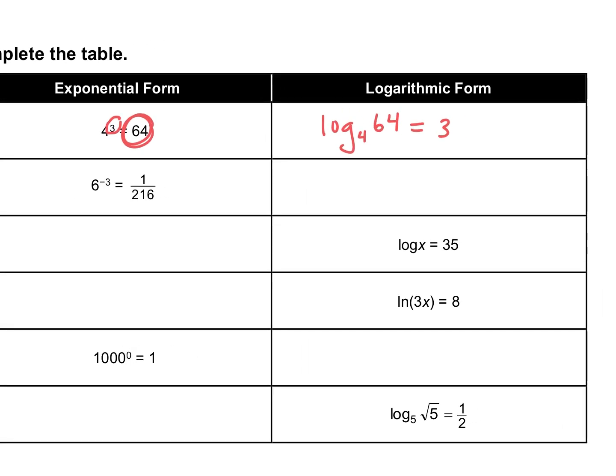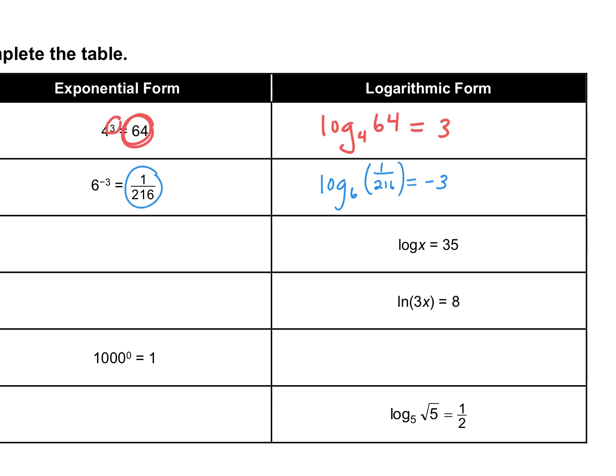All right, so we've got another exponent form. The base is 6. The exponent is -3. So in log form, we need our base of 6. We know this is going to be equal to the exponent of -3, and then log base 6 of what? Of that 1 over 216.